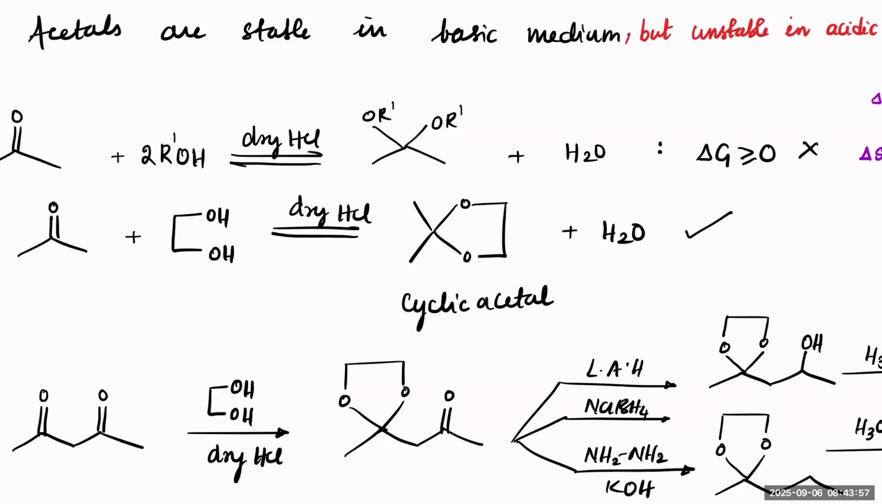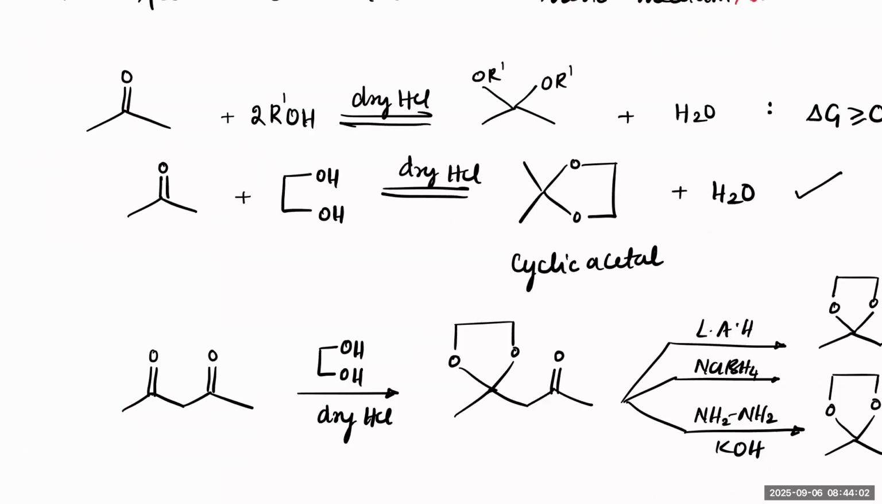But now I can do one thing. Instead of directly using 2 moles of alcohols, I can use only 1 mole of glycol, because now it has 2 OH groups. So now this O will be removed with these 2 hydrogens, and these 2 oxygens will get connected here, and you'll get a cyclic structure. Now see what is happening. On the reactant side there are 2 moles, and on the product side there are 2 moles. So the entropy factor is almost zero.